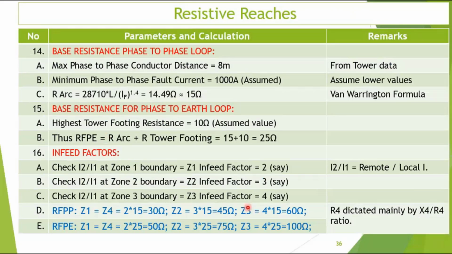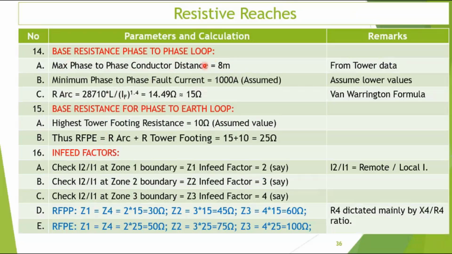Okay. Now we come to resistive reaches. We have this calculation. I think I showed this one previously also. We have the arc resistance phase-to-phase loop calculation. This is the base on which we will use the infeed factor. The base will be based on what is the base arc resistance we have to consider. We cannot go below it. That is given by this Warrington formula and the minimum fault current.